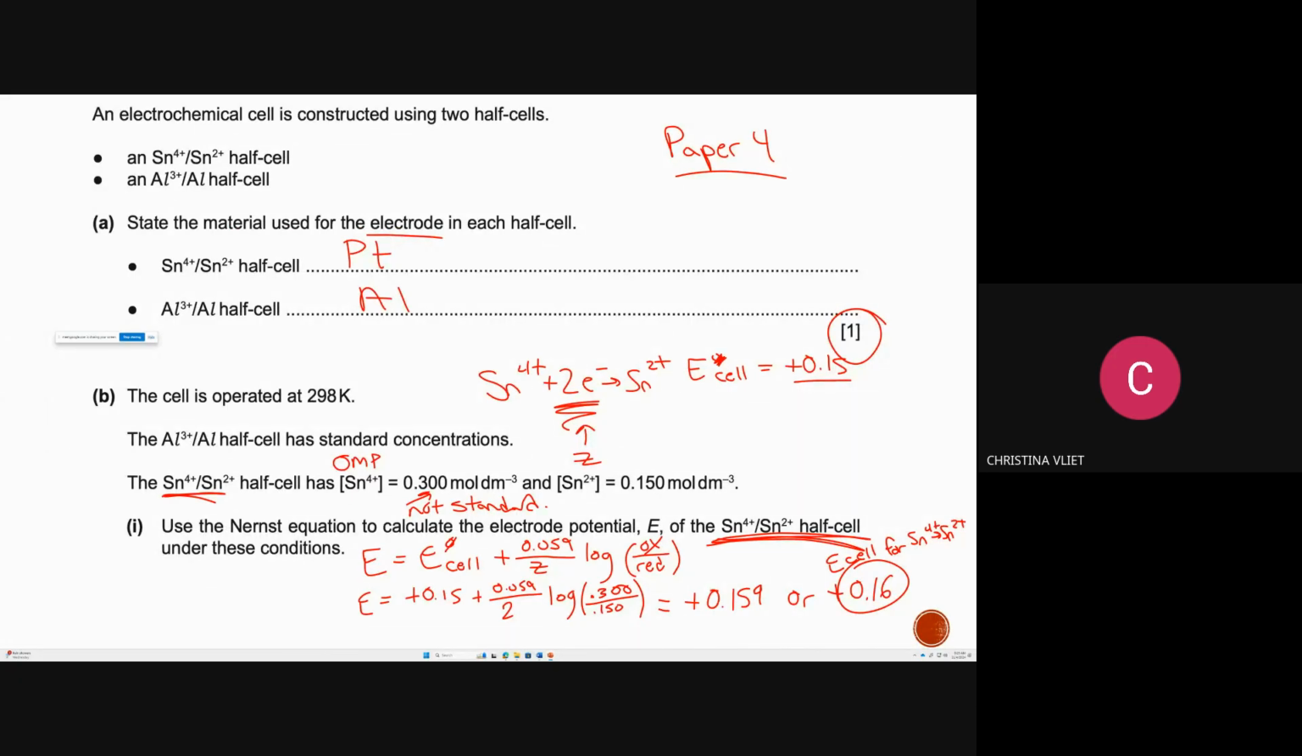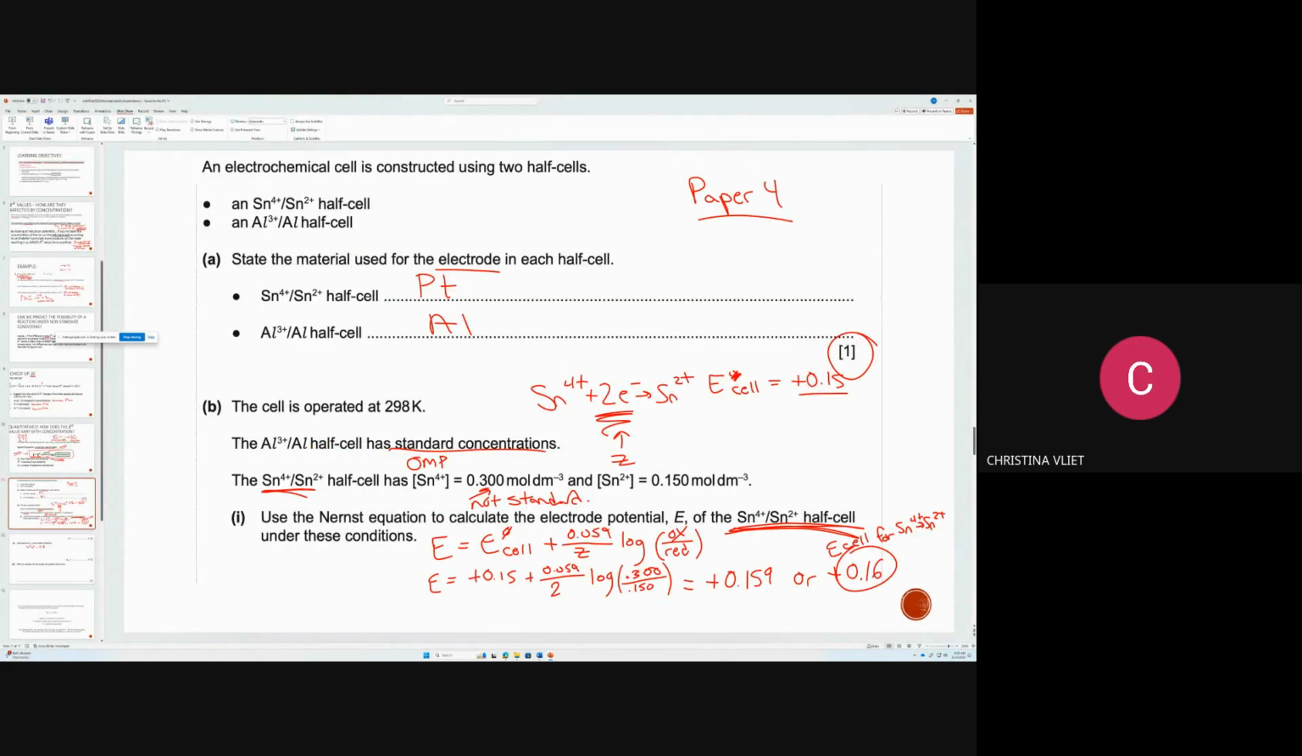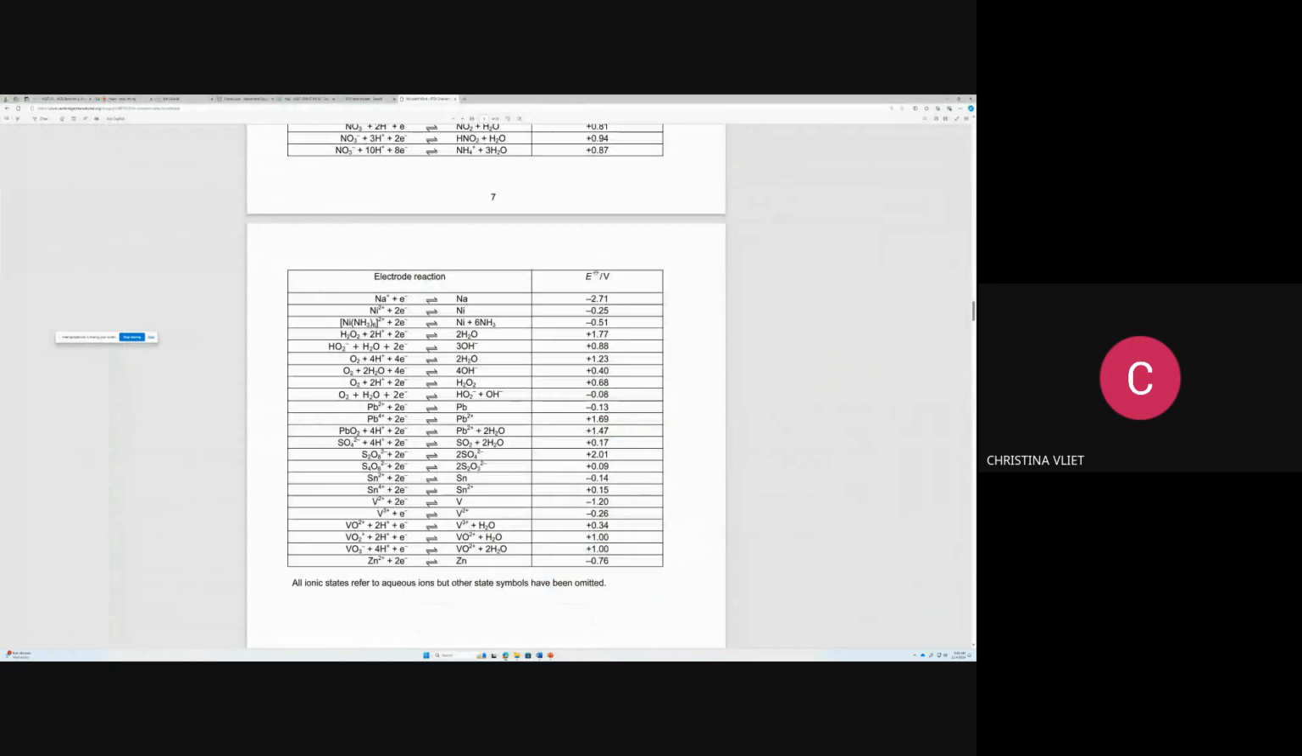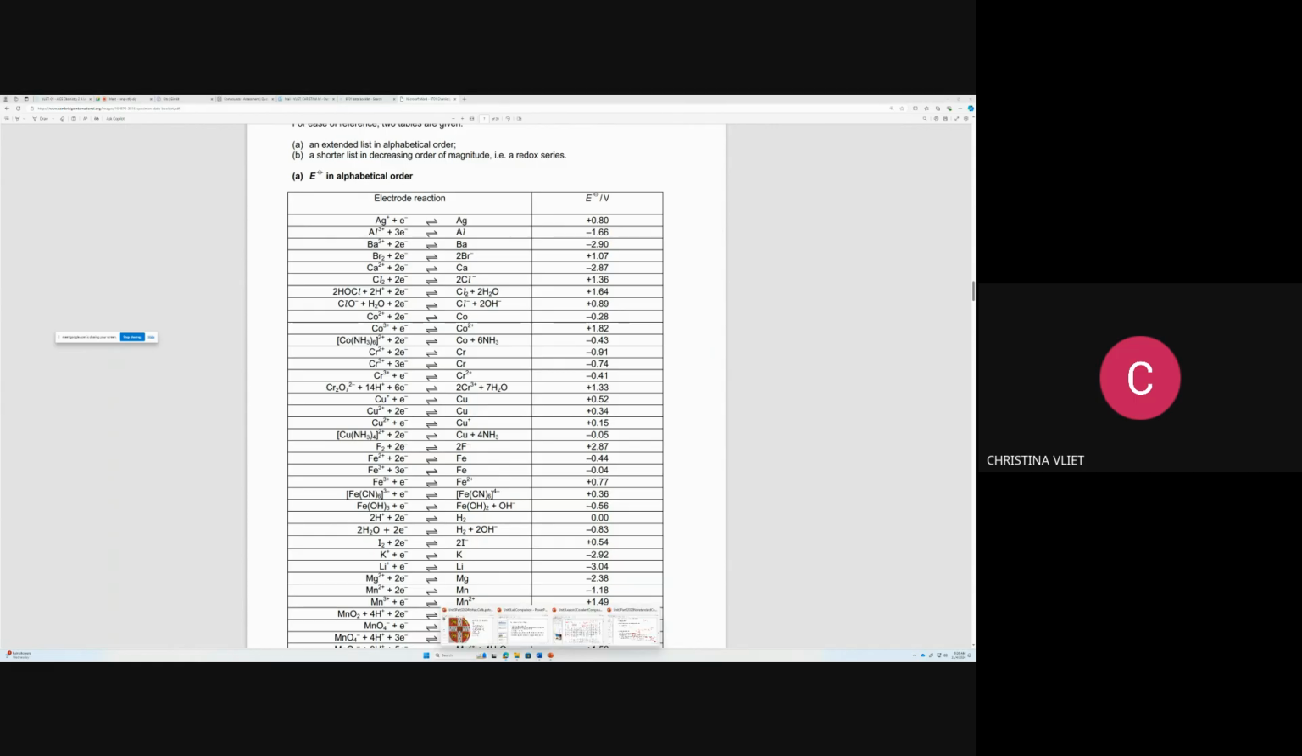It said it was made of tin, and the other one was aluminum. And we need the data booklet for this number, because it's an older question. So we need to figure out what the standard E cell of aluminum is, because we've got standard concentration. So go back to aluminum in your data booklet. I'm going to go find aluminum, because again, I have not memorized these, so I'm really telling you, don't memorize all these numbers. If I have not memorized them, definitely don't memorize them. Negative 1.66, right? So negative 1.66.